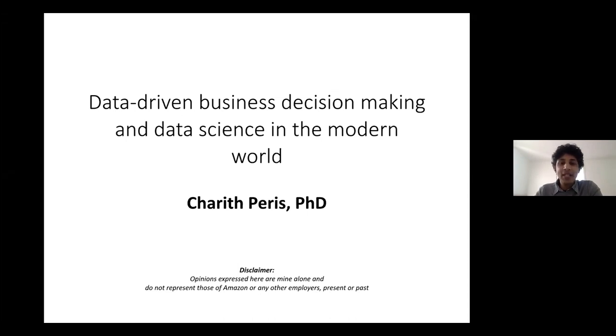So the topic that I'll be talking about today is data-driven decision-making and data science in the modern world. Sorry about that. Unfortunately, I think the flyer that went out had a slightly different topic, which mentioned Fortune 500 companies. Although I work in a Fortune 500 company, Amazon, unfortunately, we are not allowed to talk about the business decision making within Amazon. At least I'm not pre-approved to do that. So if some of you have joined specifically to listen to decision making at Fortune 500 companies, I'm sorry to disappoint you, but I won't be able to talk to you about that.